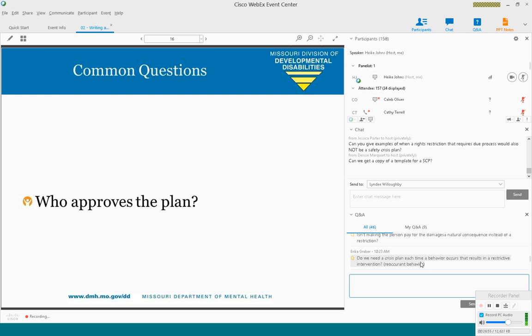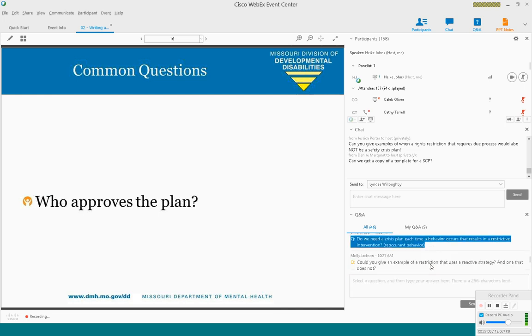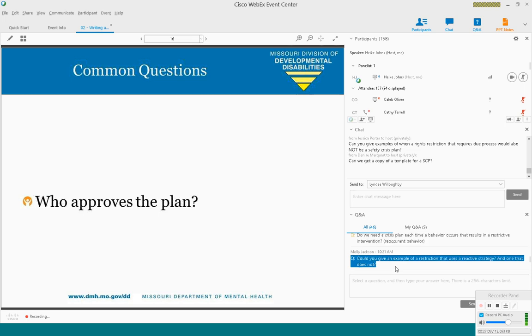Do we need a crisis plan each time behavior occurs that results in a restrictive intervention? That would be an indicator that you need a plan. So the plan should be comprehensive and cover all the different behaviors that might occur, and we'll talk about that more in a minute. But yes, you need a plan in that case.